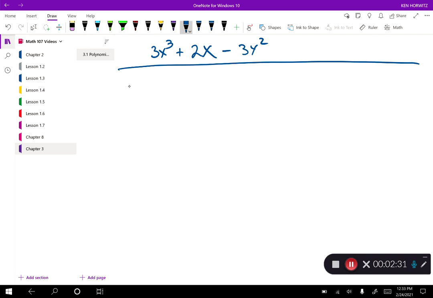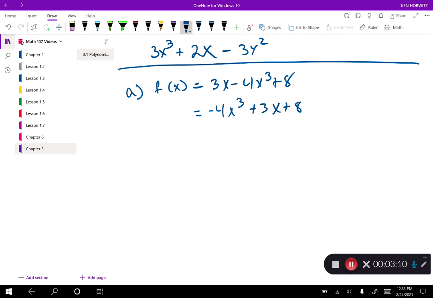So the first one is f of x equals 3x minus 4x cubed plus 8. And the question is whether it is a polynomial or not. So you look at this, and the only question I have for you is does it fit the definition? It does. Now, this is not normally the way you would write this polynomial. You would write negative 4x cubed plus 3x plus 8. But even out of order, you would say that, yes, this is a polynomial.